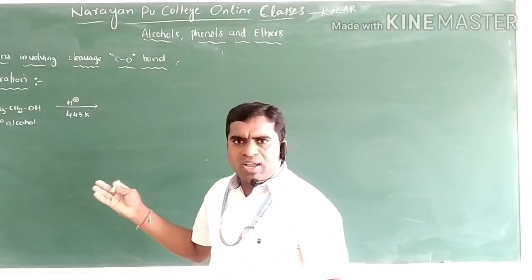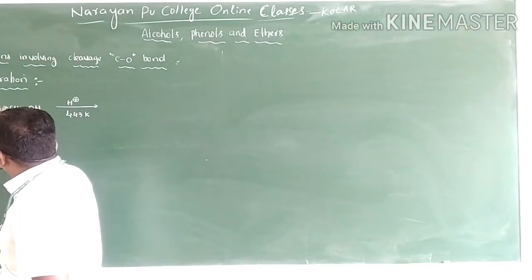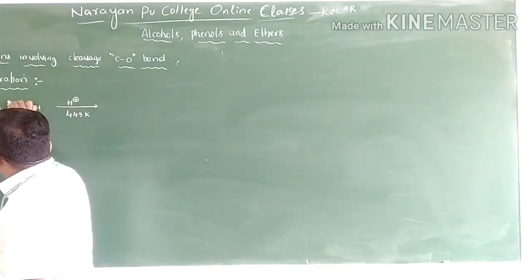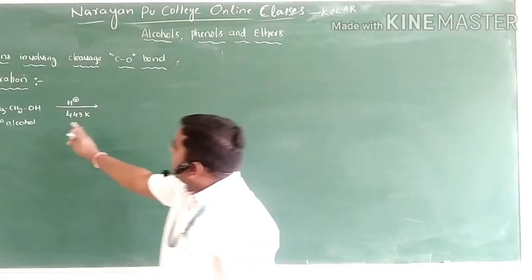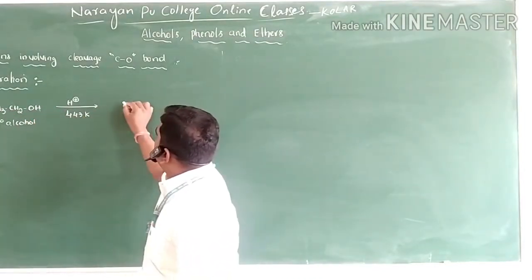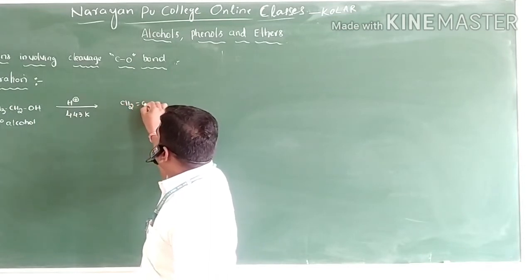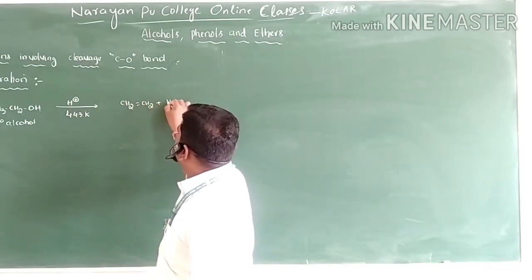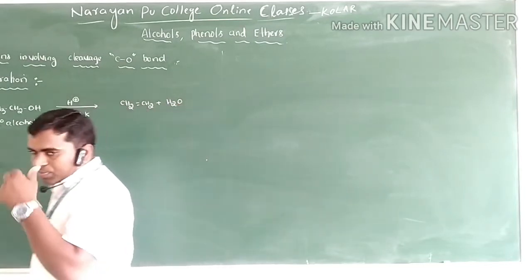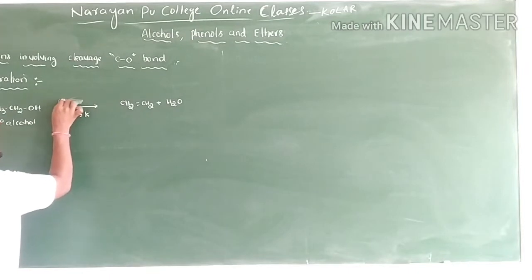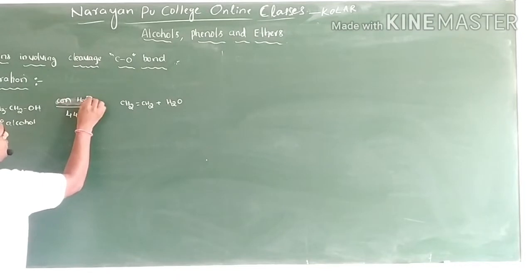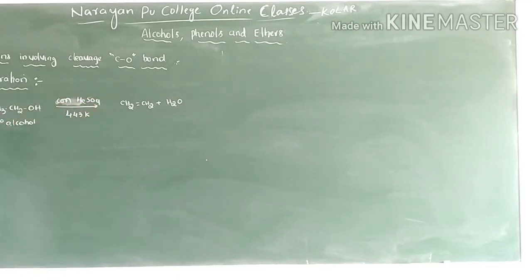Then what compound will you get? Hydrogen from the beta carbon, the carbon attached to the OH is the alpha carbon, and the next carbon is the beta carbon. The beta hydrogen and OH will be removed, and you will get CH2=CH2 plus H2O. We use concentrated H2SO4 here, you can simply write H plus concentrated H2SO4, a very powerful dehydrating agent.